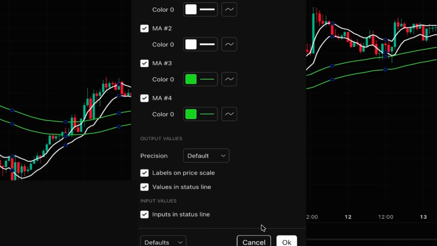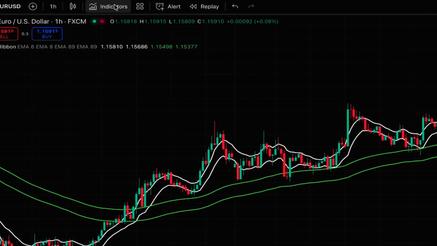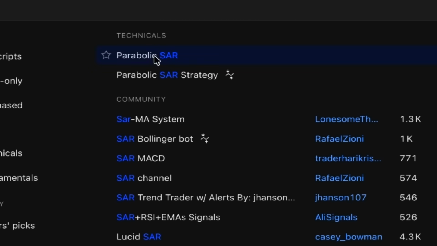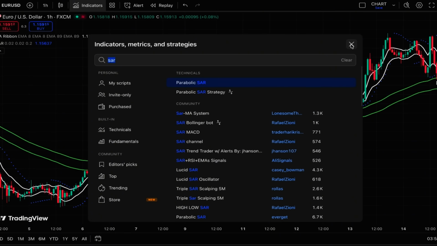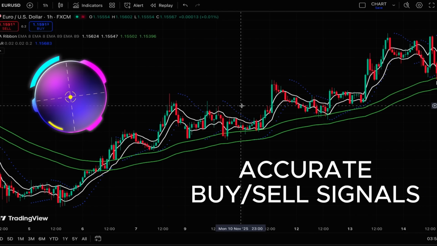Alright, we're done with the settings of the exponential moving averages, and now we need to add the last indicator, which is parabolic SAR, this one, which is a built-in indicator on the TradingView platform. Alright, everything is already set on the chart, and let's see how we can find accurate buy-sell signals based on this setup.